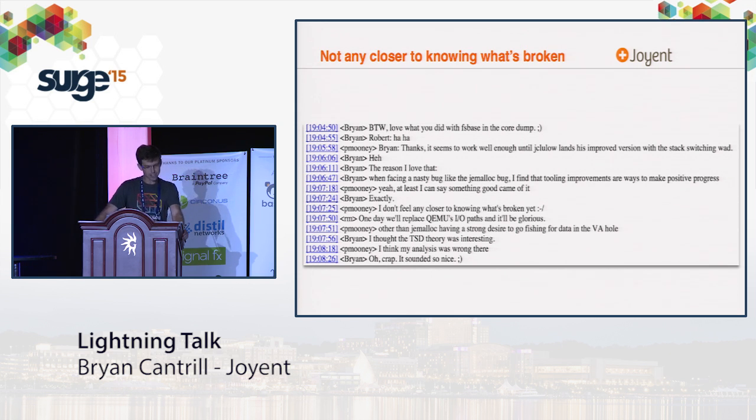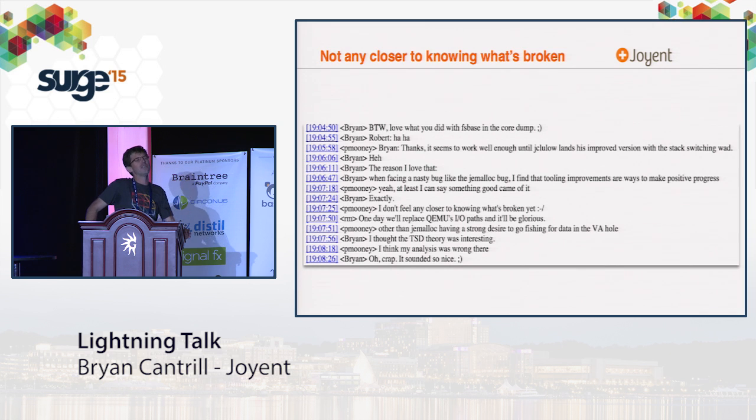So Robert, seemingly apropos of nothing, says, one day we'll replace QEMU's I/O paths, and it'll be glorious. Like a fortune cookie that fell from the ceiling. You're like, okay. Meanwhile, Gemmalloc is crashing. But it's like Robert's got a point. One day we will replace that, and it will be glorious.